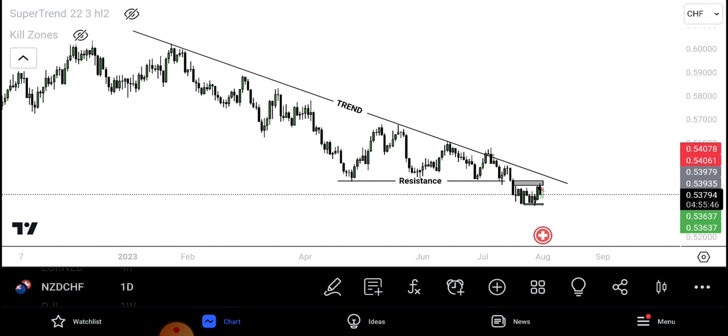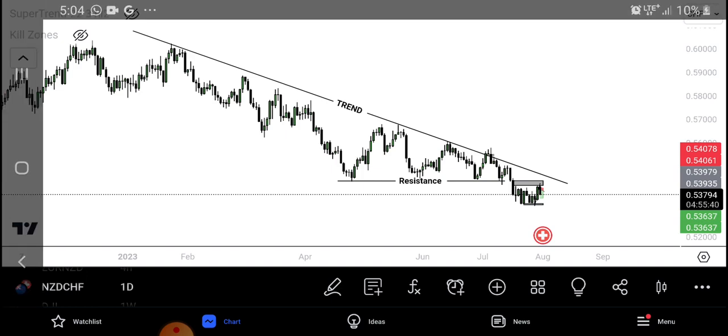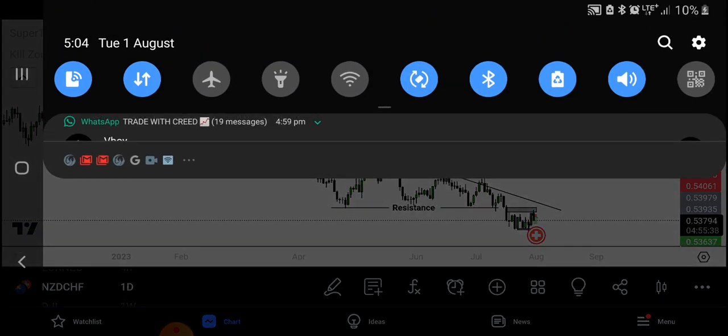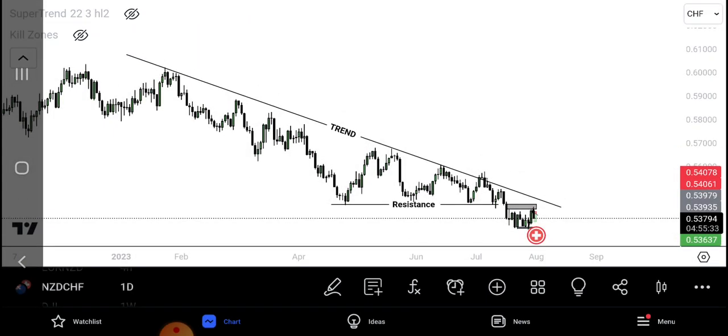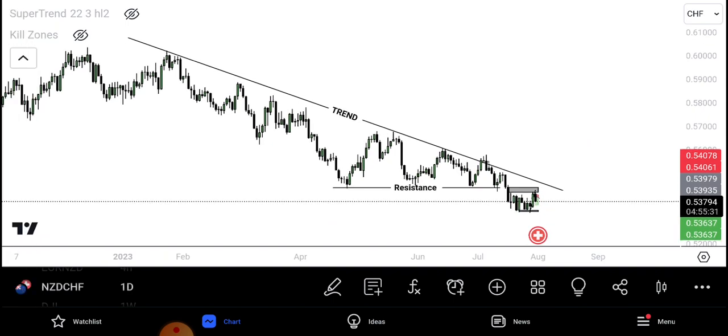So let's dive down to it quickly. I'll be doing my trade breakdown. I and my community took this trade on NZDCHF for sells, on Tuesday, 1st of August 2023. So it's a very simple trade.